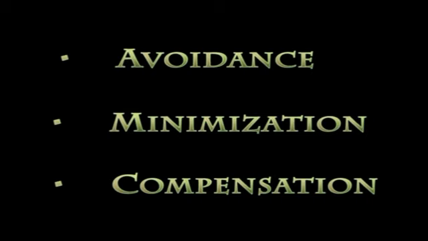Mitigation process. There are three elements of mitigation. They are organized into a hierarchy of actions as follows: avoidance, minimization, and compensation.